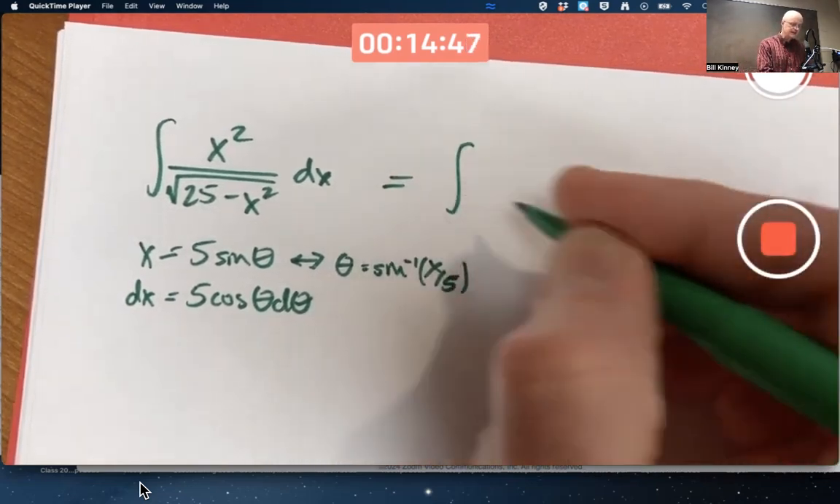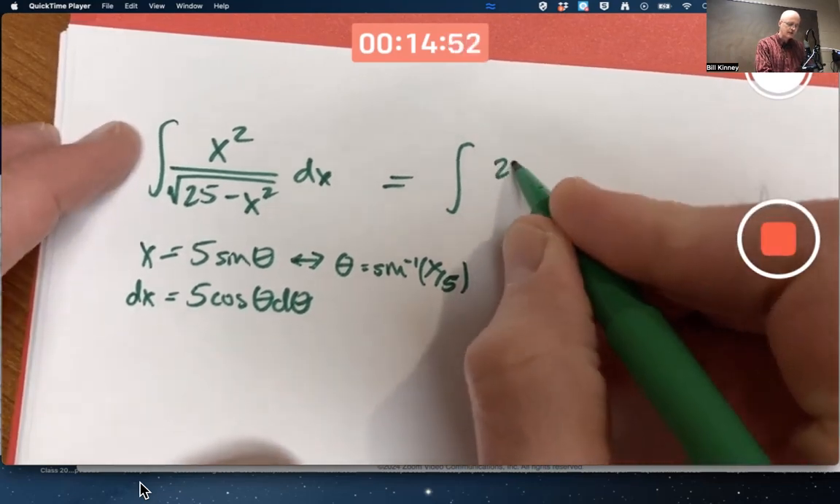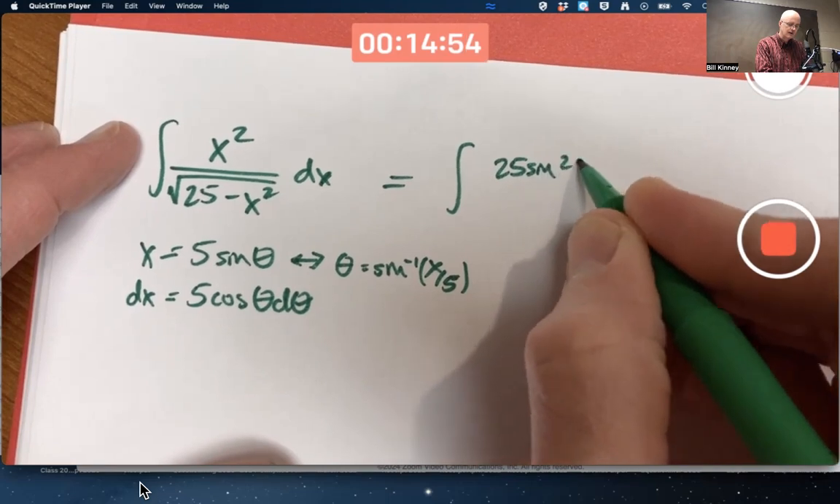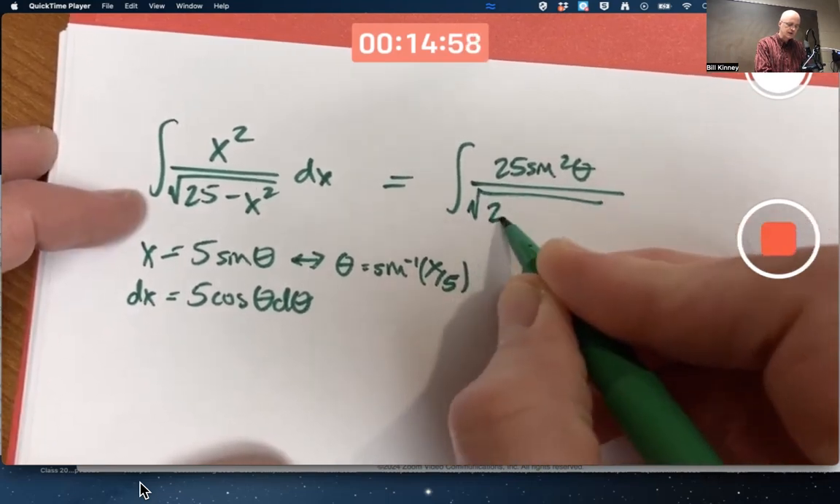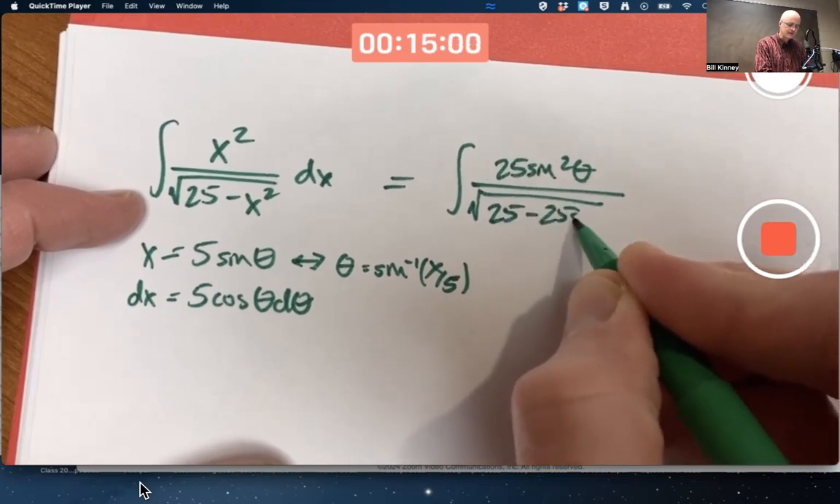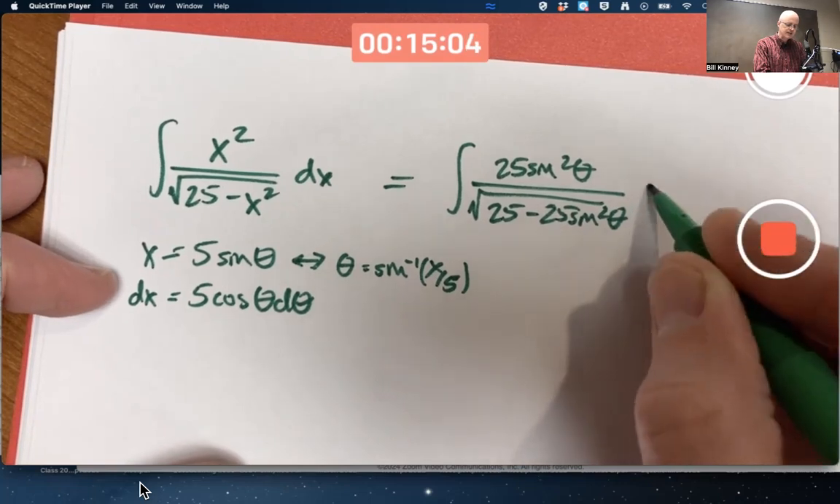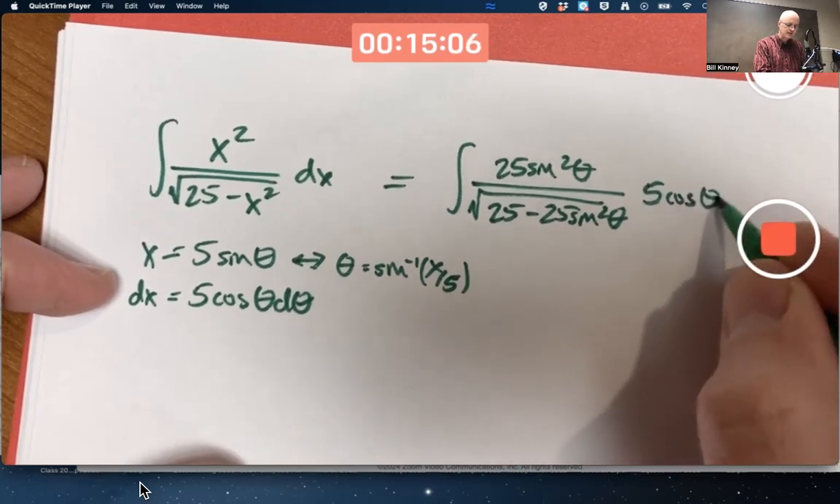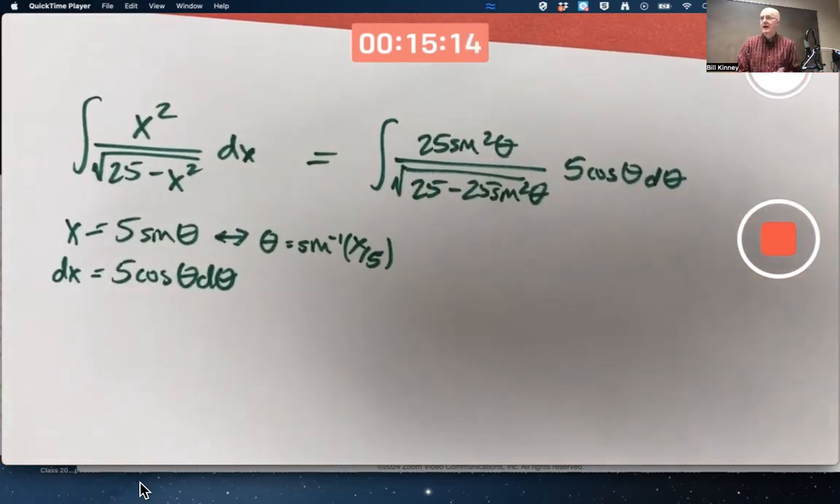Make all your replacements, make all your substitutions. The x squared on the top gets replaced with 25 sine squared. The x squared under the square root also gets replaced with 25 sine squared. Don't forget that dx gets replaced with 5 cos. If you forget the dx, you'll get the wrong answer.